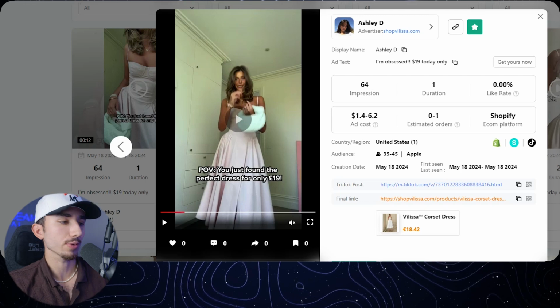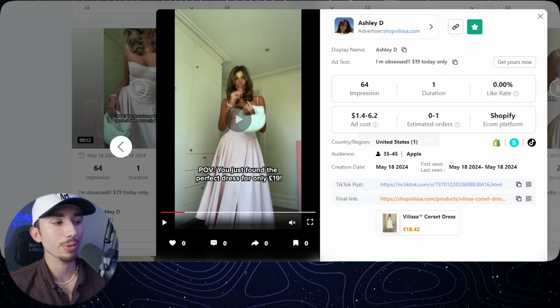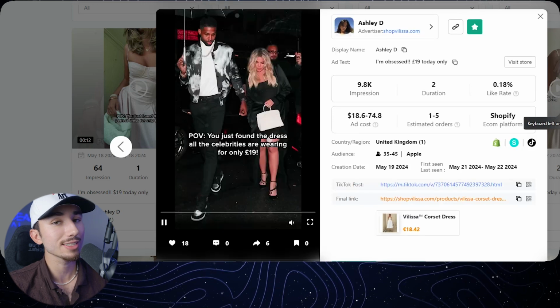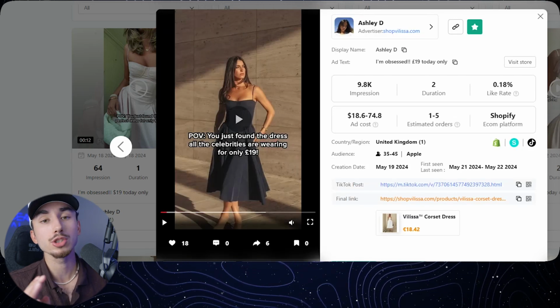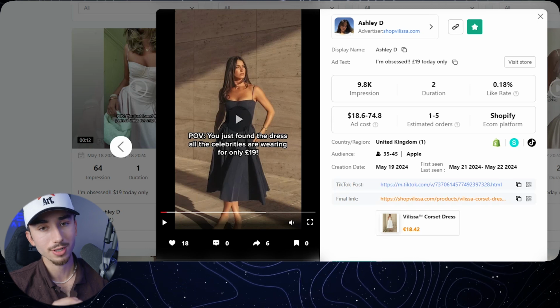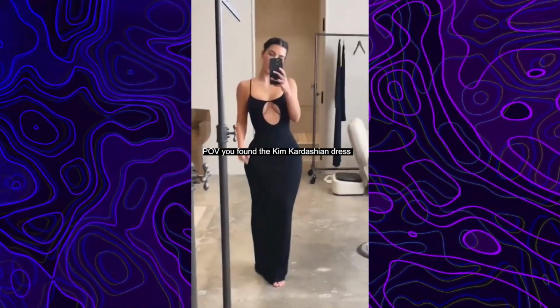So this dress probably goes for $34, but they're saying it goes for $19. They're probably charging $10, $15 for shipping to make that upfront cost look more enticing for people. So you can do it in this case of, yes, you found the perfect dress for only 19 pounds. Let's see a few more variations. So POV, you found the dress all the celebrities are wearing, so a social proof and offer POV angle. And in some cases, people will mention a specific celebrity. So POV, you found the Hailey Bieber dress on TikTok.